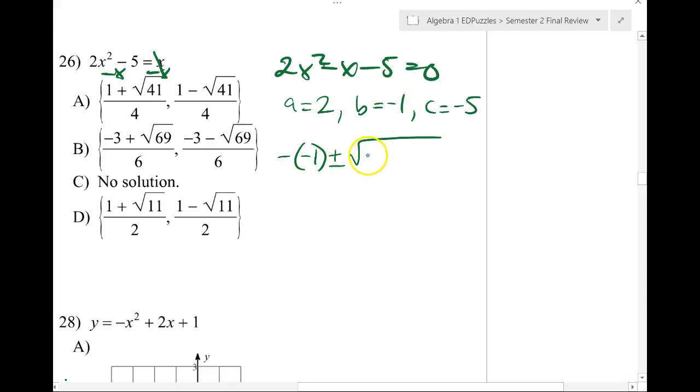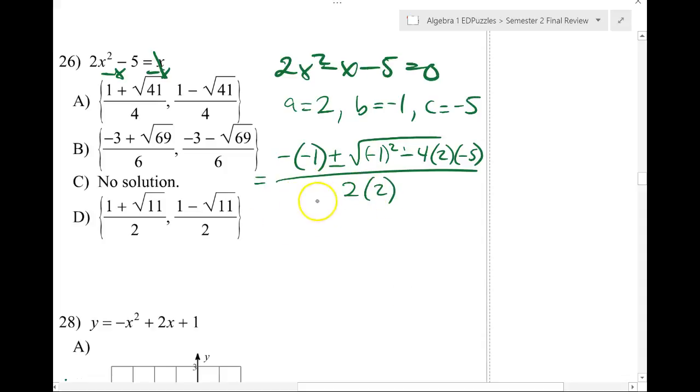So now negative 1 squared minus 4 times a, which is 2, times c, which is negative 5, and then 2 times 2. Okay, so now let's evaluate all this, simplify it. So again, like I said, negative times a negative, that's positive. Then the inside here, I'll have b squared, or sorry, negative 1 squared, which is 1. Then negative 4 times 2 is negative 8, times negative 5 is 40, so plus 40, all over 2 times 2, 4.